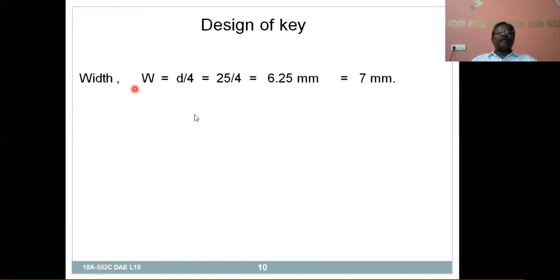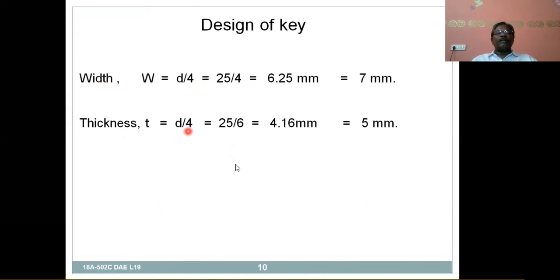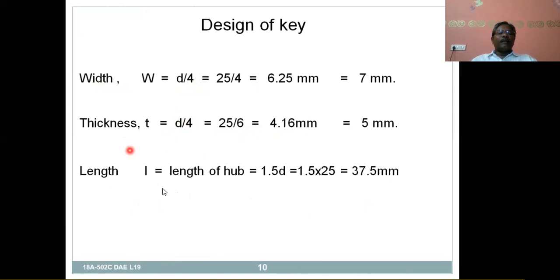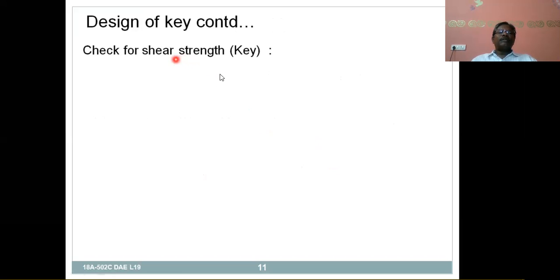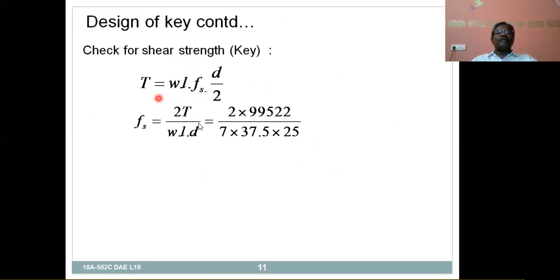Same as in the previous case, width of the key is d by 4, that is 7 mm. Thickness of the key is d by 6, and 25 by 6, here it is correct, that is 5 mm. So length of the key is nothing but the length of the hub, which is 1.5d, that is 37.5. Now check for shear strength in the key. Fs is equal to 2T by WLD, that is T is equal to W L into Fs into D by 2.